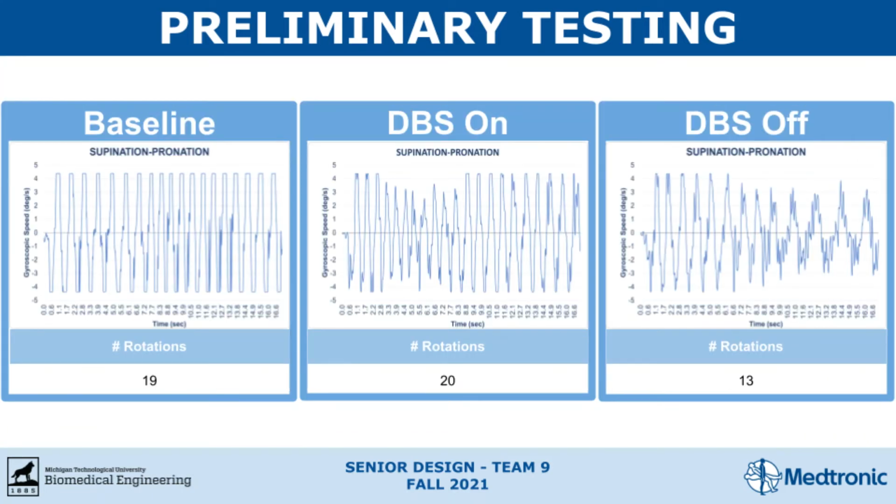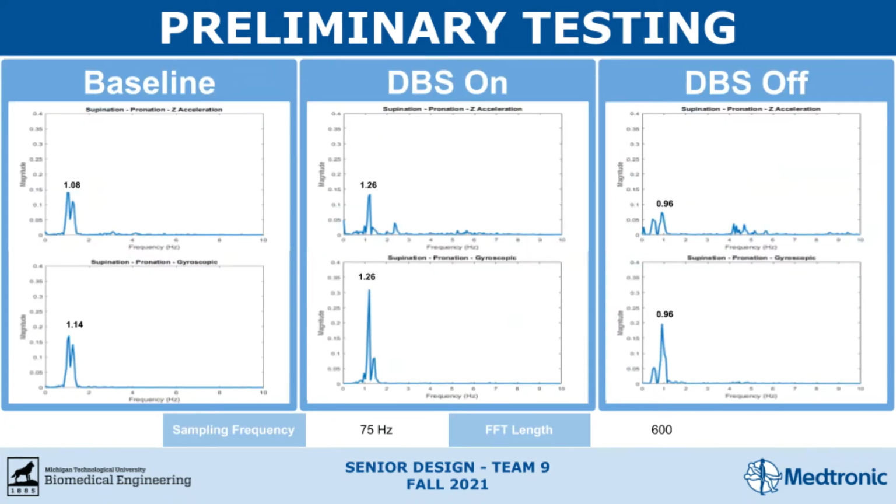For the supination pronation results in the time domain, even with the DBS system on, the subject's tremors had more variance in degrees of rotation compared to the baseline. When the DBS was off, the variance further increased and the frequency of movement was less consistent. The frequency domain analysis indicates consistent movement in the Z acceleration and gyroscopic acceleration of the baseline data. In the DBS on disease state, the Z acceleration shows that the tremors interfere with hand movement. The tremors are even more prominent when the DBS system is turned off.